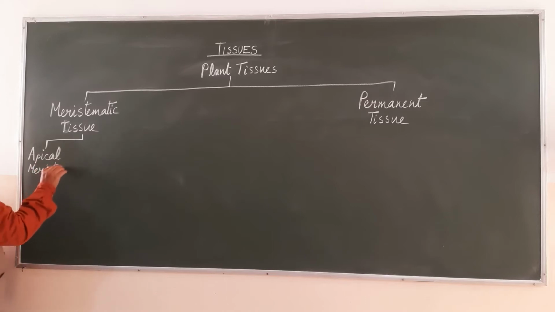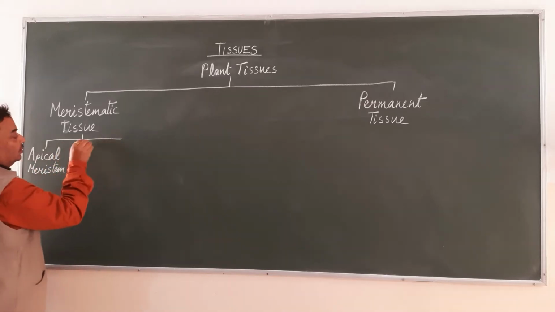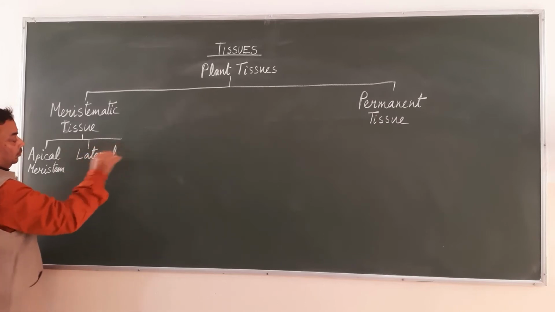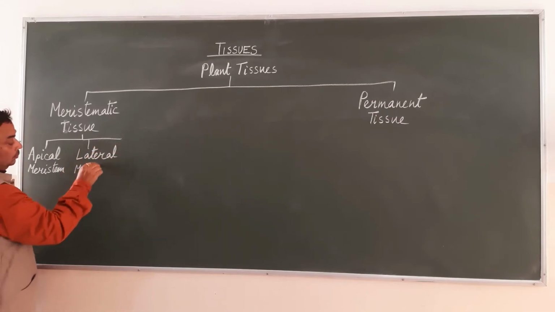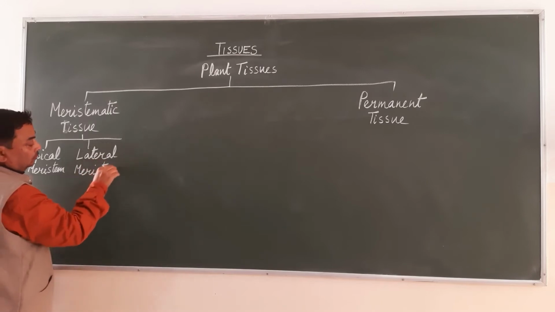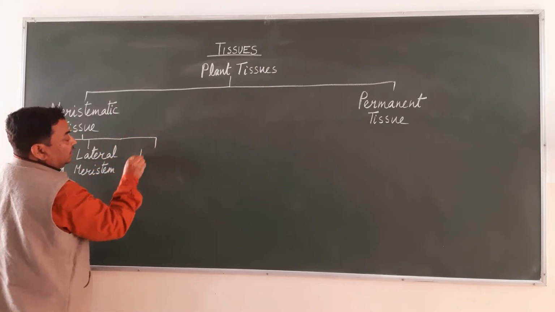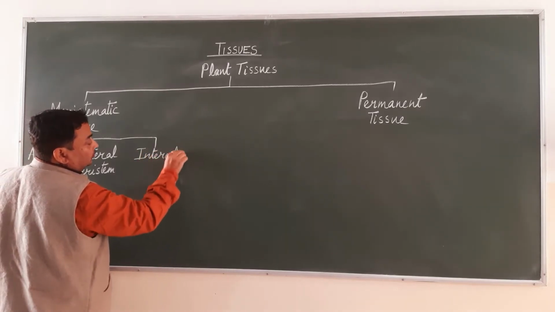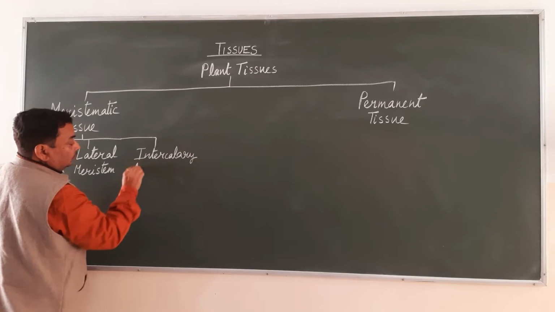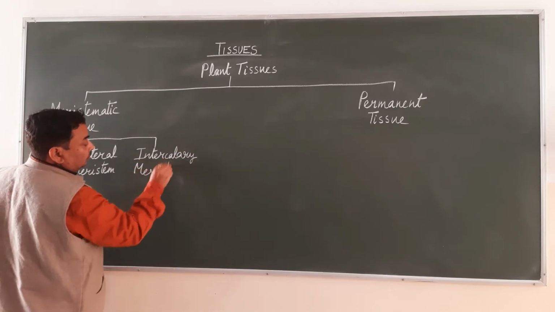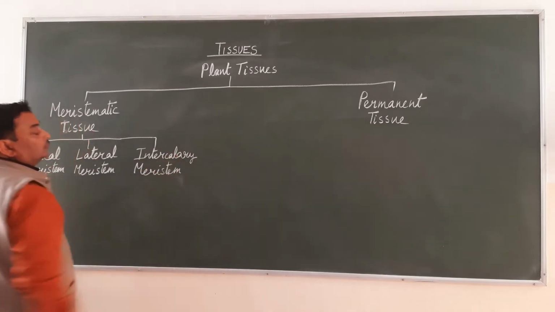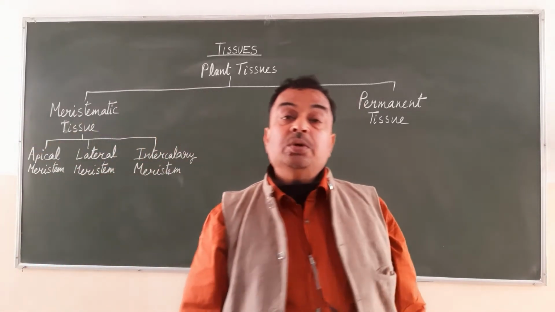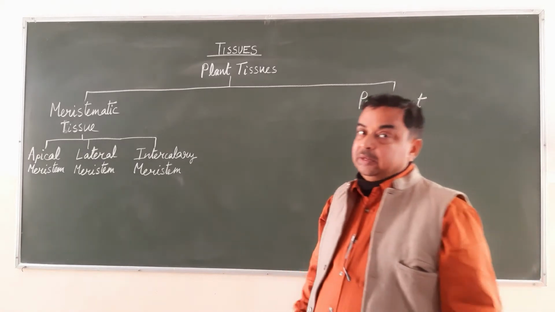Apical meristem, then lateral meristem, and then intercalary. So these are the three types of meristematic tissues which are present in a plant body.